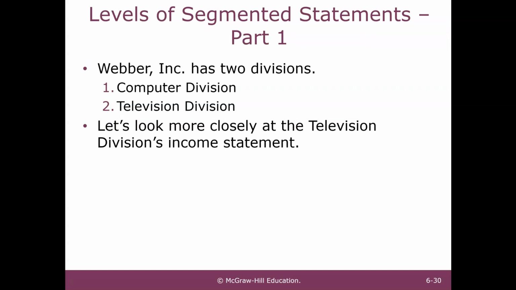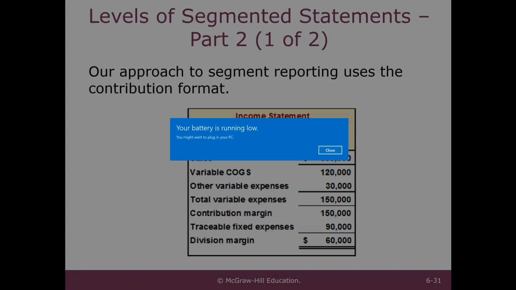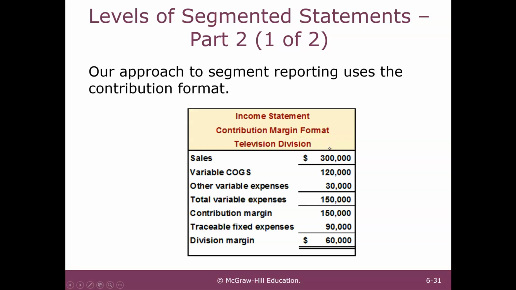And we're going to look at Weber Incorporated. They have two divisions. They have the computer division and the TV division. This is a contribution margin format for income statement for the TV division. They have a division margin of $60,000. So they take the sales, they subtract the variable cost of goods sold and other variable expenses, and they get the contribution margin of $150,000. Then they subtract the traceable fixed expenses to give you a division margin of $60,000.